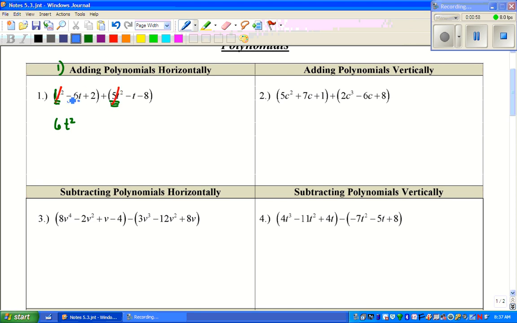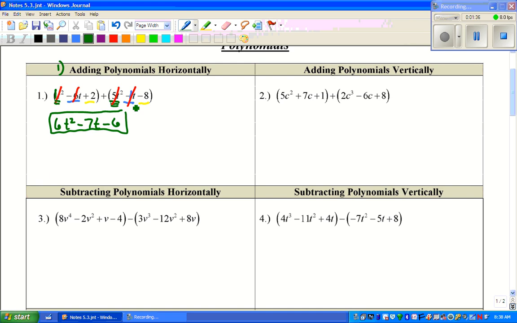Then you go to your next term, which would be a negative 6t, and you also have a minus t. So you have negative 6t plus a minus 1t. When you add those together, you end up with negative 7t, okay? I'm going to cross that off and cross that off. Then we look at this plus 2 and this minus 8, which are both my constant terms. So we have plus 2, plus a negative 8, which gives me minus 6. And what we've done here is we added my polynomial horizontally.